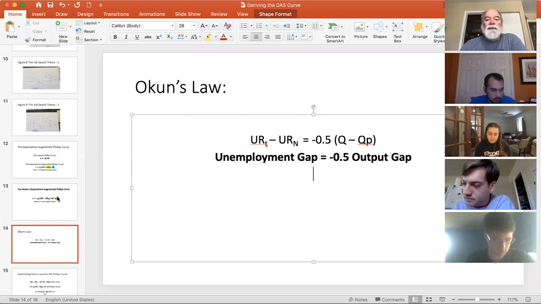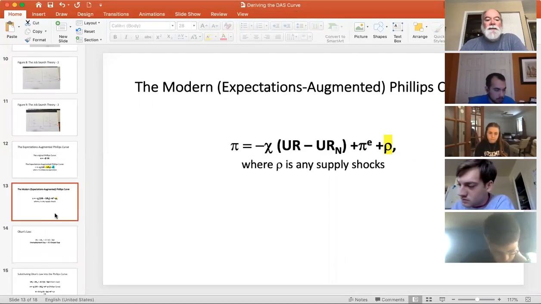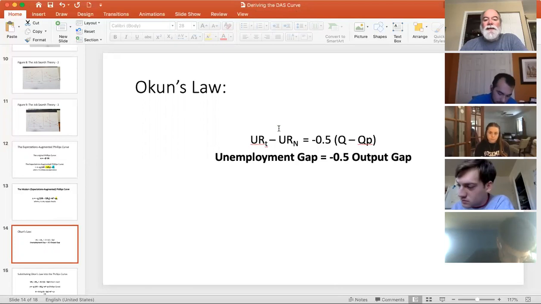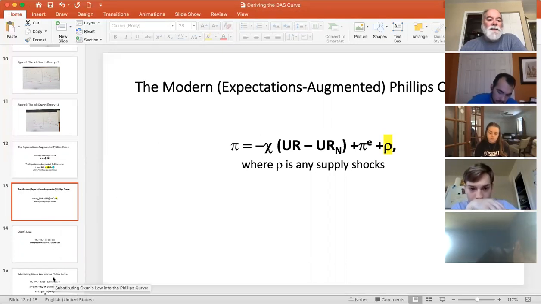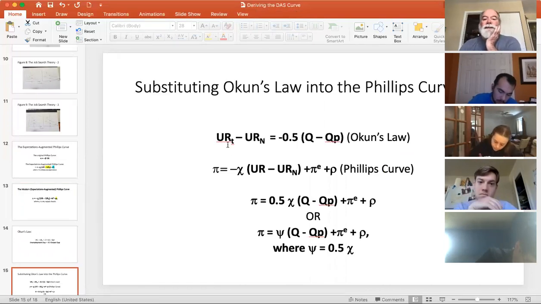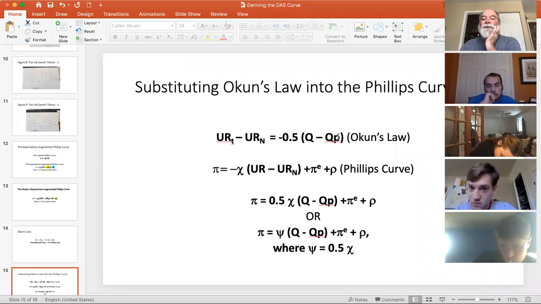All right. Now, what we're going to do is we're going to take Okun's law here, and we're going to plug it into the modern Phillips curve right here. Okay, so what we're going to do, and I'll show you on this slide, is we're going to take the unemployment gap, which is part of the Phillips curve, and transform it into the output gap by using Okun's law. So we take this right here, this is on the right-hand side, and we plug it in right here.